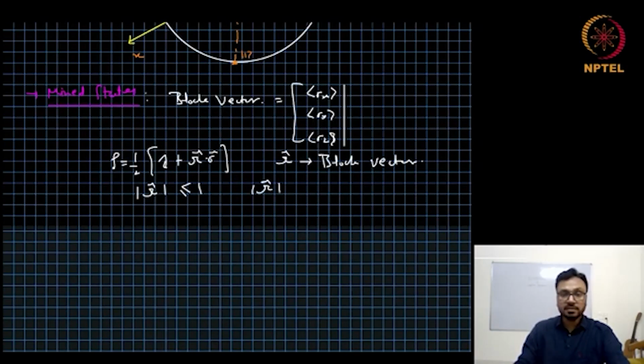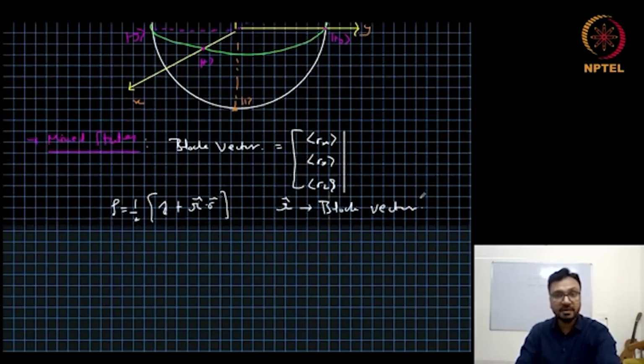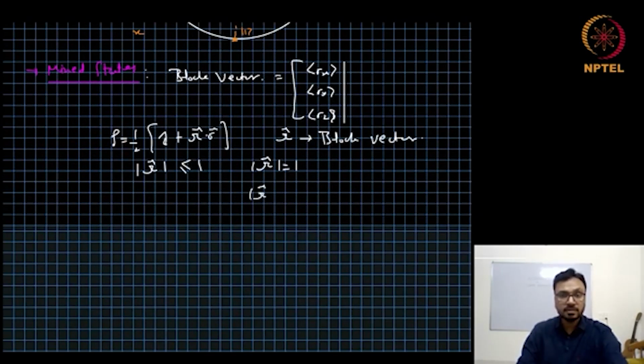When the magnitude of r is 1, that represents the surface of the sphere, and this implies pure states. When the magnitude of r is less than 1, then it's the bulk, and this implies mixed states.